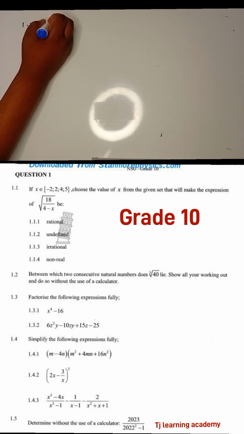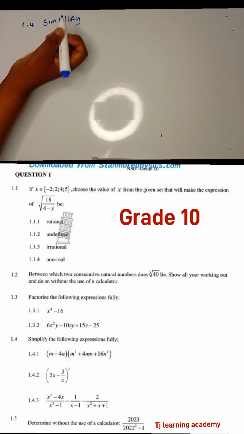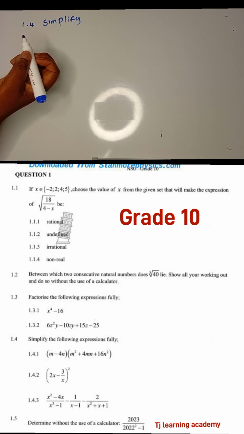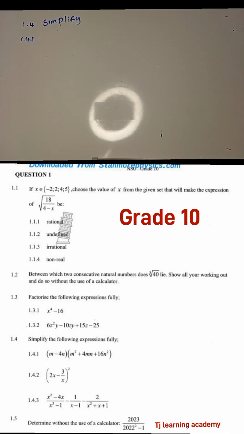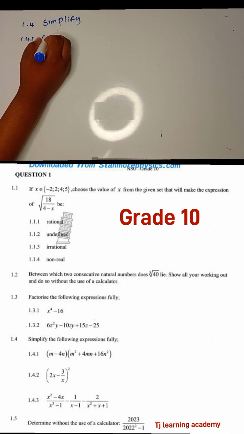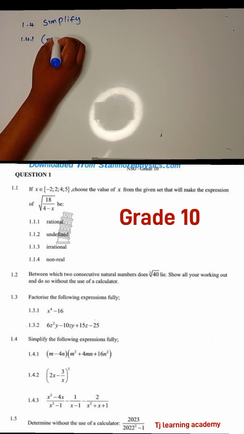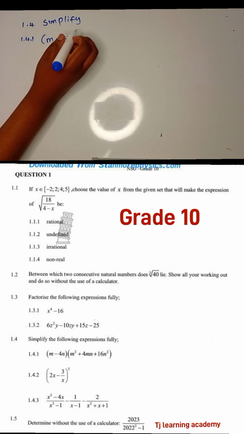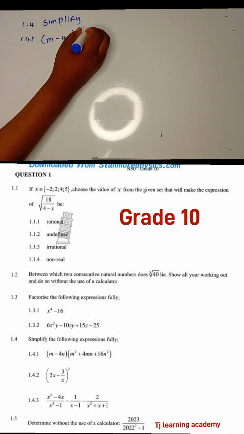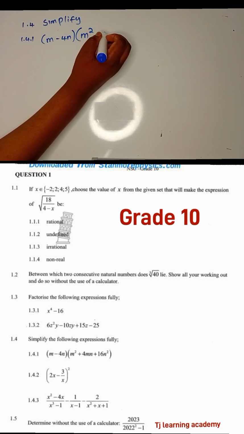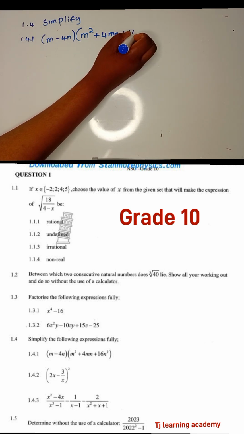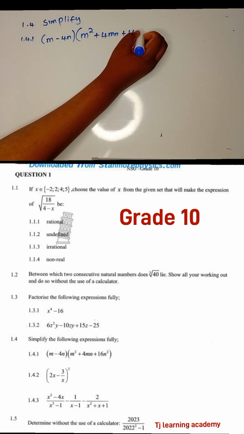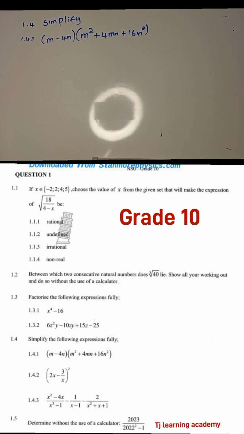Now let's proceed to 1.4. 1.4 says simplify the following expression fully. 1.4.1. m minus 4n, m squared plus 4mn plus 16n squared.